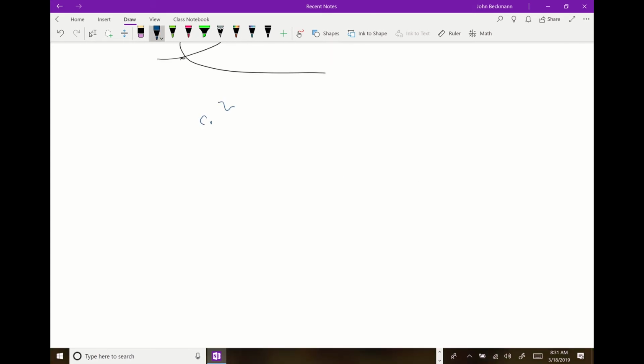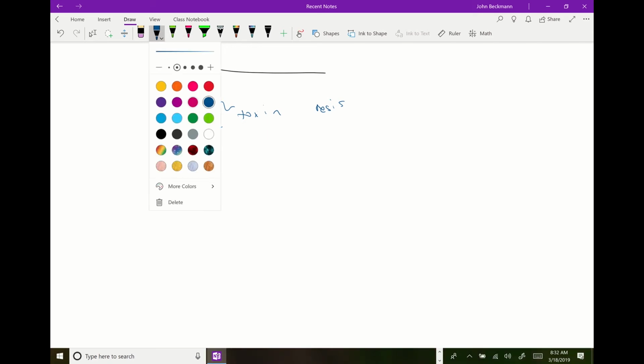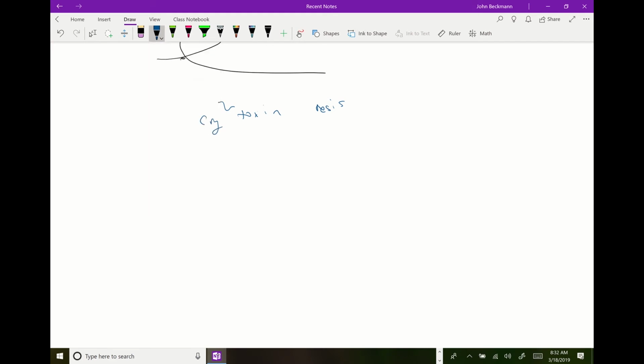Okay, let's talk about actual Cry toxin resistance. Okay, so let's draw Cry toxin in the gut. So this is in the gut of an insect. The first thing that the Cry toxins interact with is a protein called cadherin. I'm spelling this wrong. Cadherin.